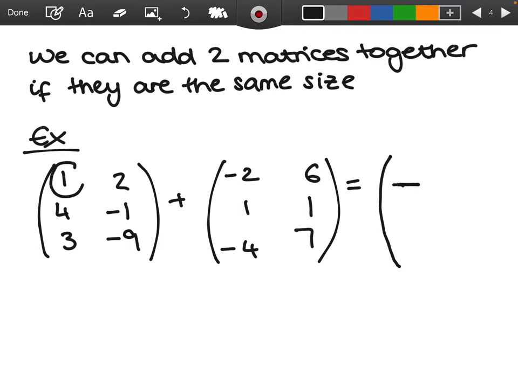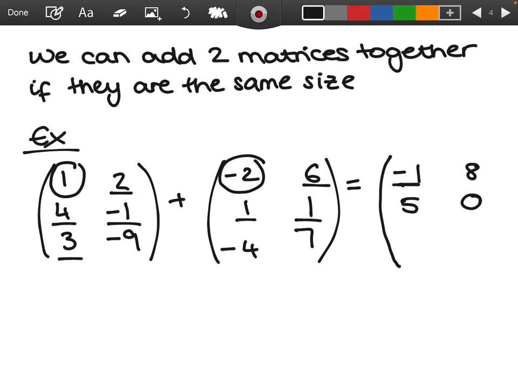So my 1, 1 entry, this first entry in my resulting matrix, is just going to be this 1, 1 entry plus this 1, 1 entry. So 1 plus -2 gives me -1. Then 2 plus 6 gives me 8. 4 plus 1 gives me 5. -1 plus 1 gives me 0. 3 plus -4 gives me -1. And -9 plus 7 gives me -2.